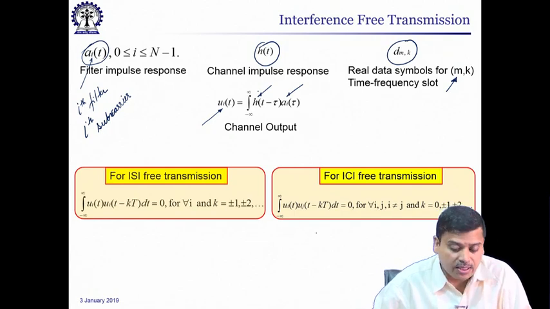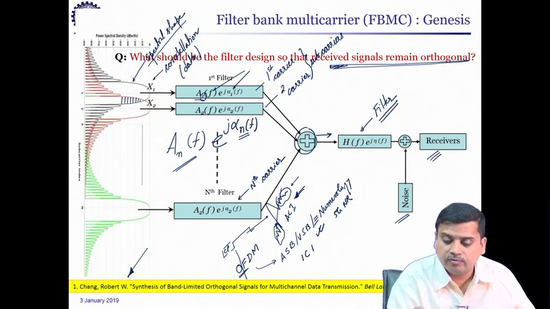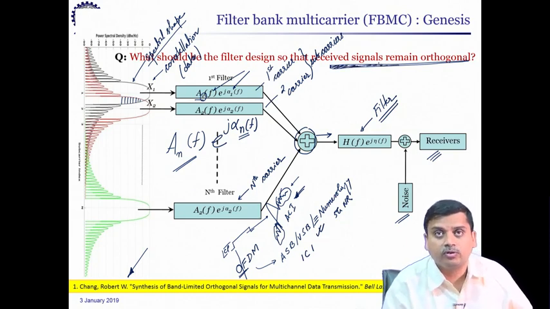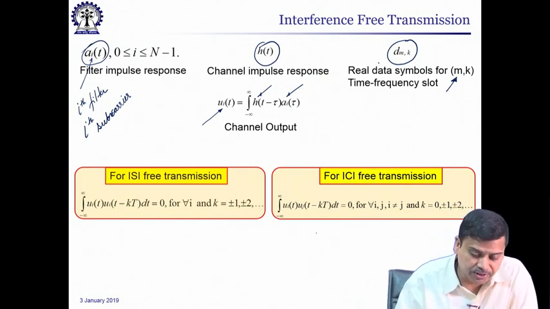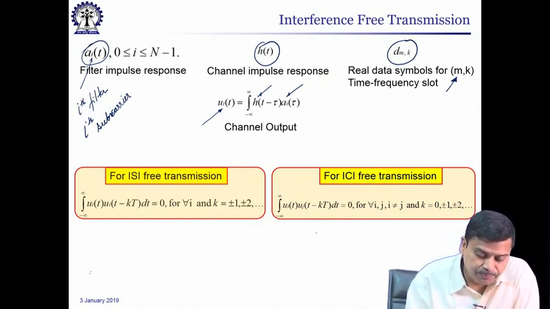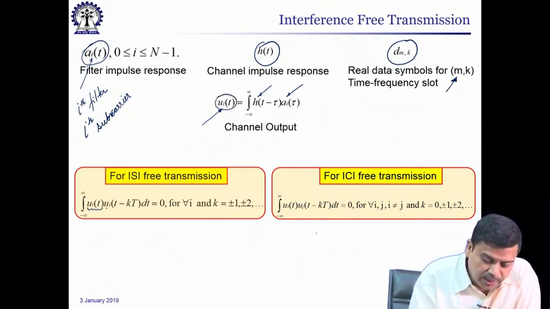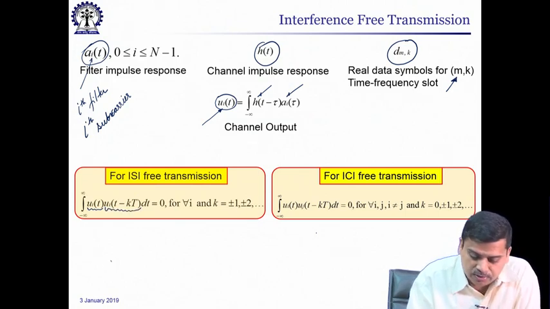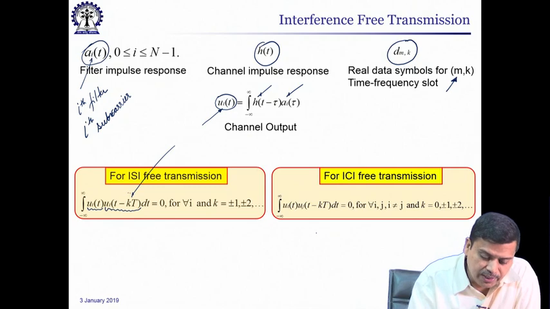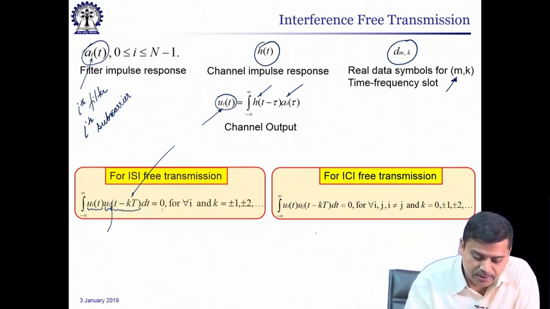Now, the conditions that are thrust into this by virtue of the requirement to find signals, the filter design so that the signals remain orthogonal, is translated to expression. So, for the ISI free transmission, we see that the output, which is ui(t) what we have over here, and ui(t minus kT). Remember, k indicates the time shift, and i is the subcarrier index. So, what we find is that this entire thing should go to 0 for ISI free transmission, right.